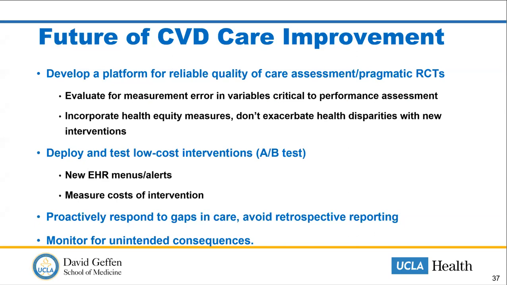All right, just go to, so what do I think about the future of cardiovascular care improvement? I think it's important to think about how we create platforms to assess quality of care, and then think about building pragmatic RCTs off of that. I think A/B testing things and knowing what's working, sort of the things that UCLA Health is starting to do with their population health office, would be really important. And then thinking about engaging with clinicians about helping offload their workflow.